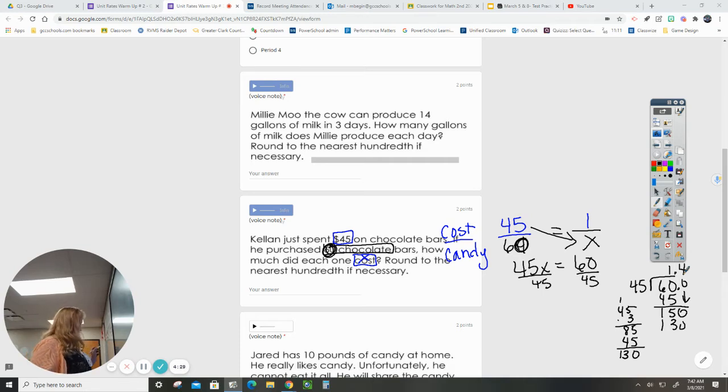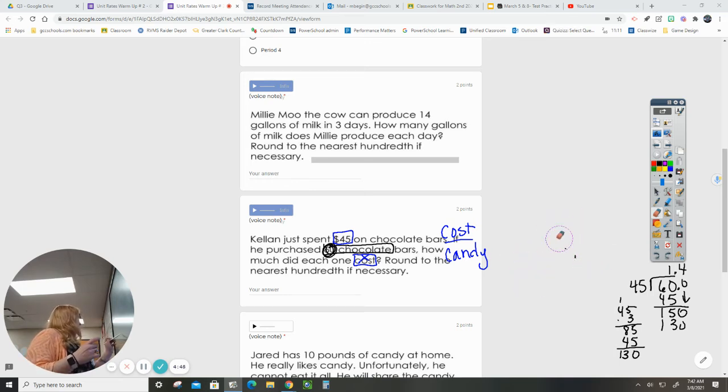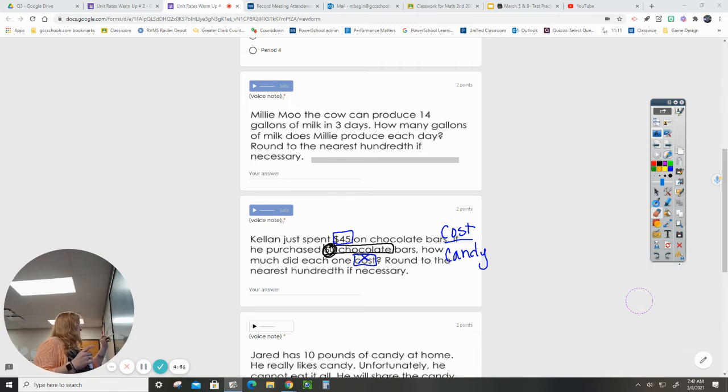Pause. Something's off with the answers. So I'm going to check to see where I'm making some mistakes. Okay, so I figured it out. I'm going to erase everything. And why is that? Because I had the cost wrong. Let's read this problem a little bit more carefully.